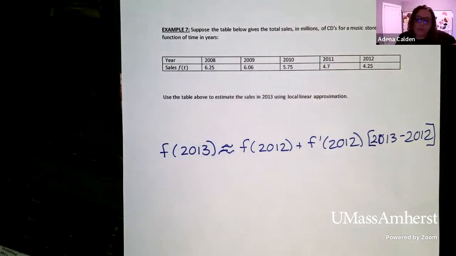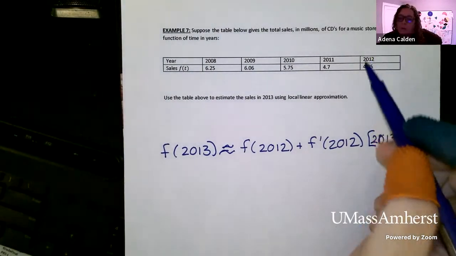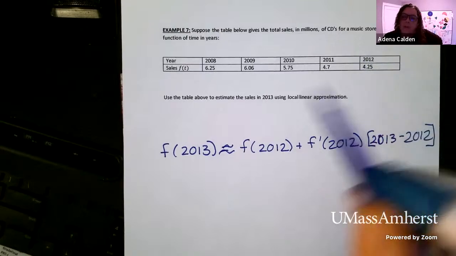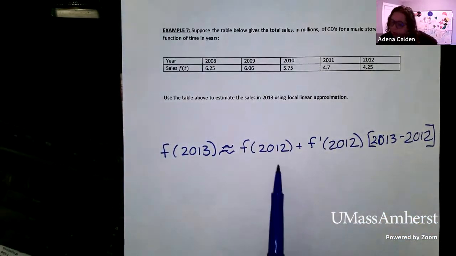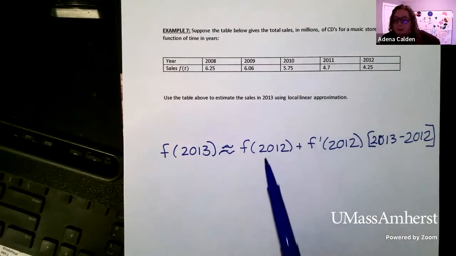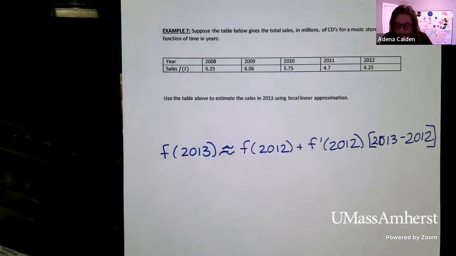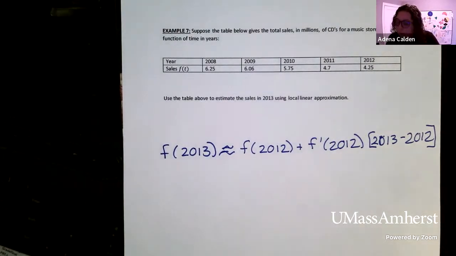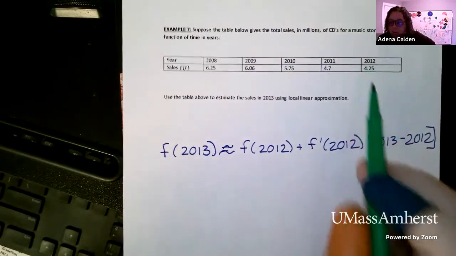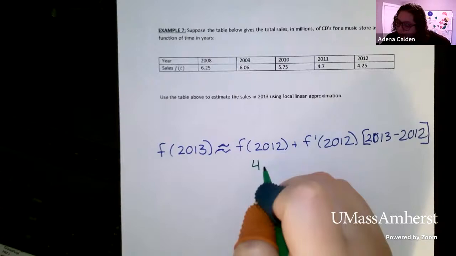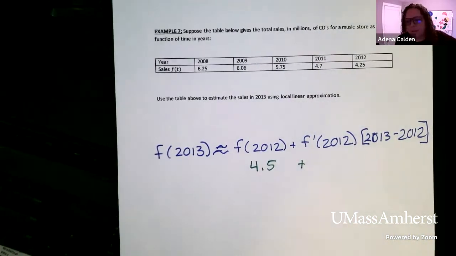Okay, so given the information on the table, 2012 is the year that is closest to 2013. So ideally, we would use the information that we have from 2012 for our approximation. So the question is, do we have all the information we need from 2012? Well, we do know the functional value of 2012. We know how many CDs were sold then. So 4.5 million CDs. But the question is, what about the derivative?